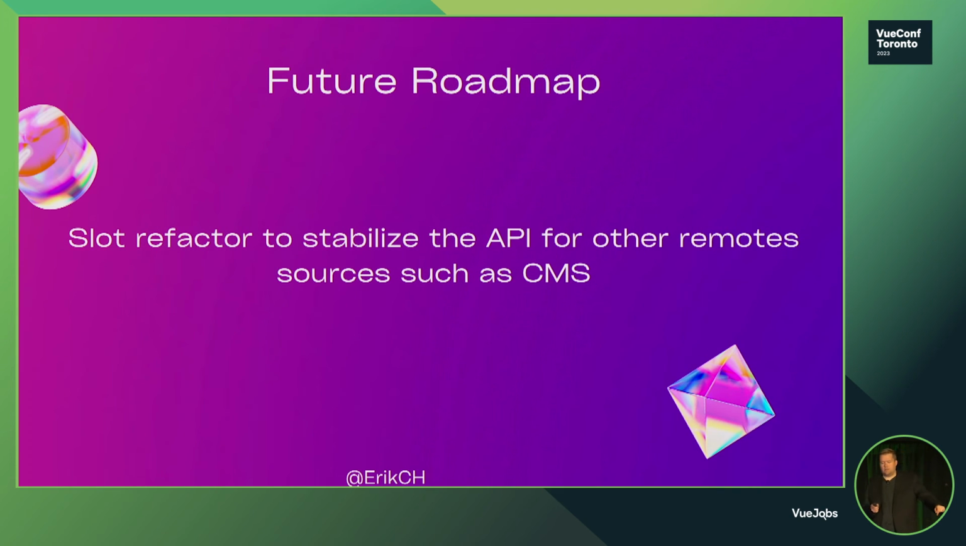And they need to do some slot refactoring to stabilize the API for other remote sources such as CMS. So Nuxt Content is a use case that they really want to add in and make sure it works great with server components. So they're looking at that use case and how to add in CMSs and stabilize it so these server components work really well.